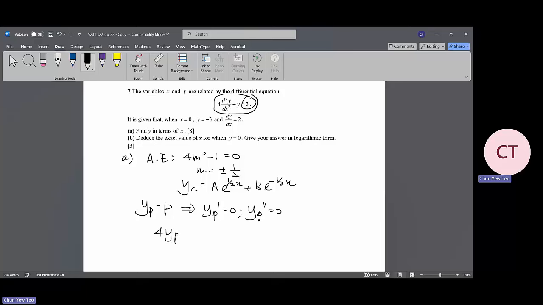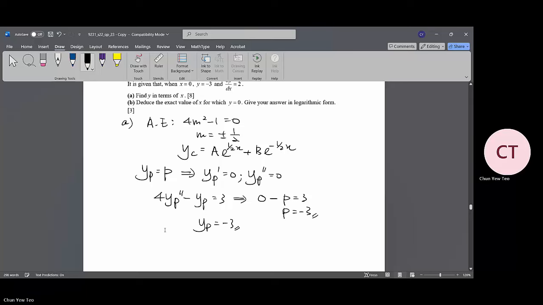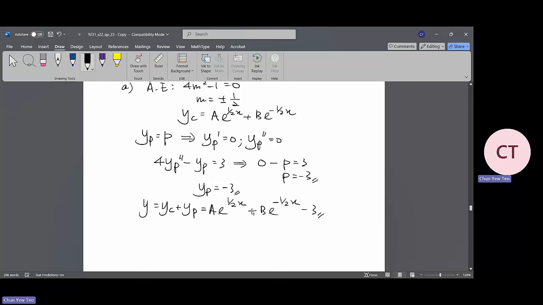You get 4yp double prime minus yp equals 3. That will give you 0 minus B equals 3. B is negative 3, so you found yp is negative 3. Your general solution is yc plus yp. That will be Ae^(½x) plus Be^(−½x) minus 3. So we found the general solution.